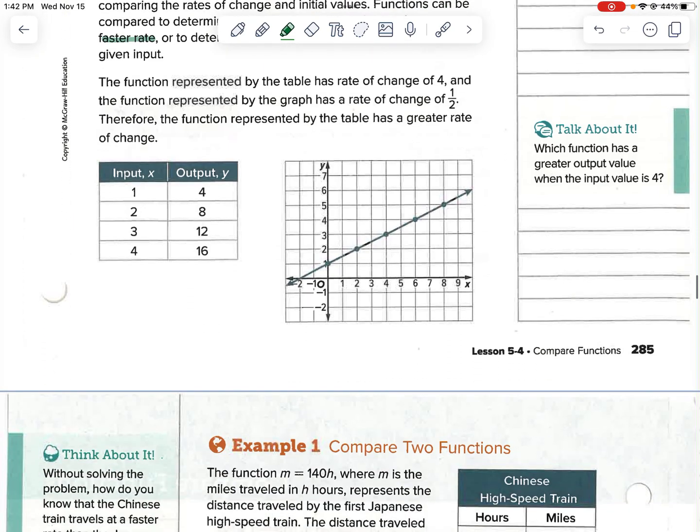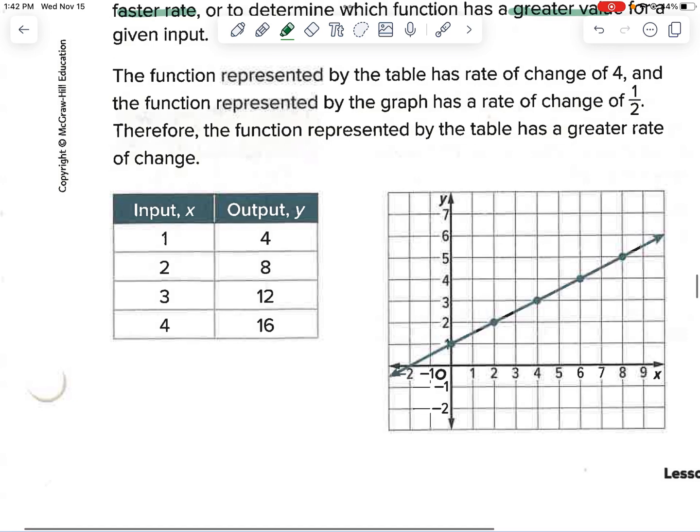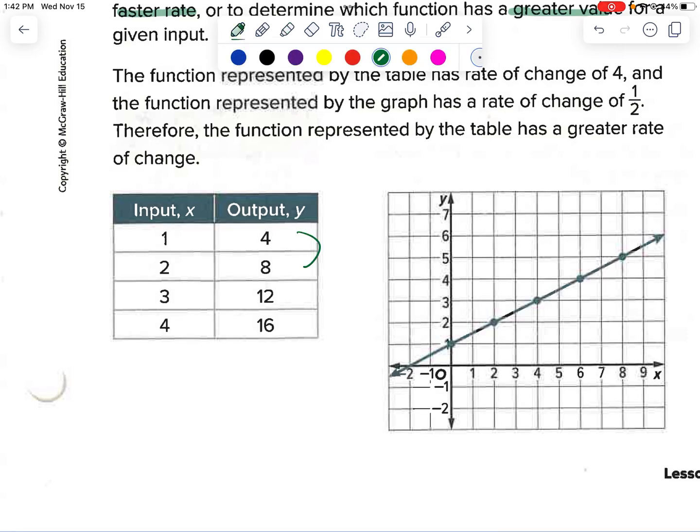So we're going to look at these two. The first function right here, let's look at the slope on this one. Up by 4, up by 4, up by 4. I'm just making sure that it's linear. Up by 1, up by 1, up by 1. So the slope on this is equal to 4 over 1, which is 4.